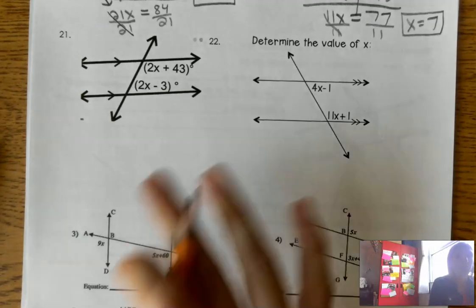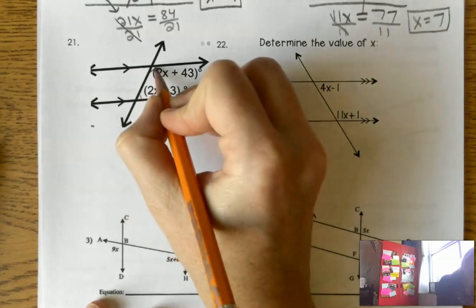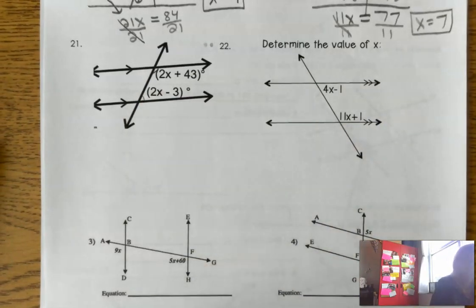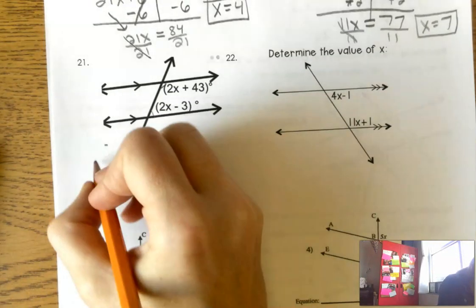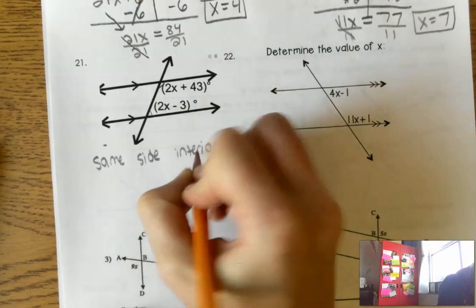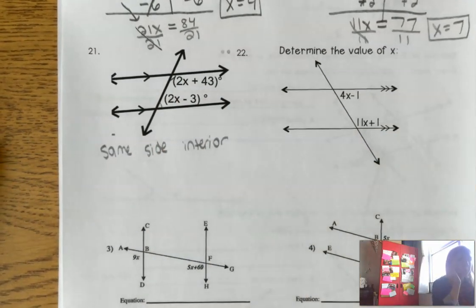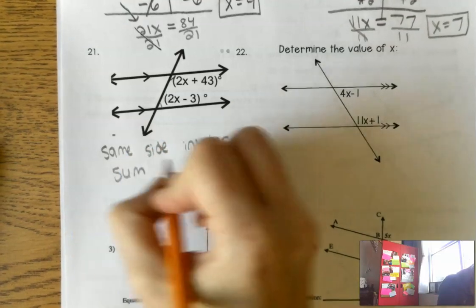All right, next up, number 21. I want you to go ahead and tell me what the relationship is between this angle and this angle. Is it supplementary, corresponding, alternate interior, vertical, alternate exterior, or same side interior? All right, I hope you said same side interior. They're on the same side of the transversal, and they're on the inside of those parallel lines, so same side interior. Do you think that same side interior are congruent, or do they sum to 180? All right, I hope you said sum to 180.